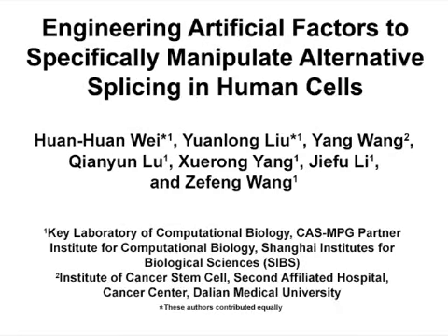The overall goal of this protocol is to engineer artificial splicing factors that can specifically manipulate alternative splicing of a given target. This method can help to answer key questions in the field of RNA processing, such as the regulation and misregulation of alternative splicing in cancer cells.